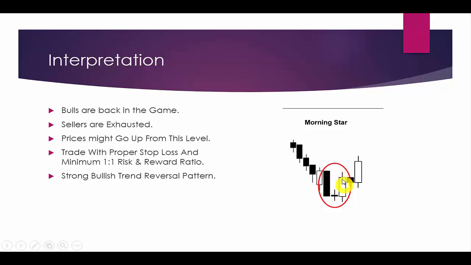So when this bullish candle is closed, then we will have a strong morning star candlestick pattern. It means sellers are exhausted. They are trying to pull out from the market and taking out their profit from the market. Bulls are back in the game and there are strong chances that prices will go up right from here. And this candlestick pattern is called the morning star candlestick pattern.